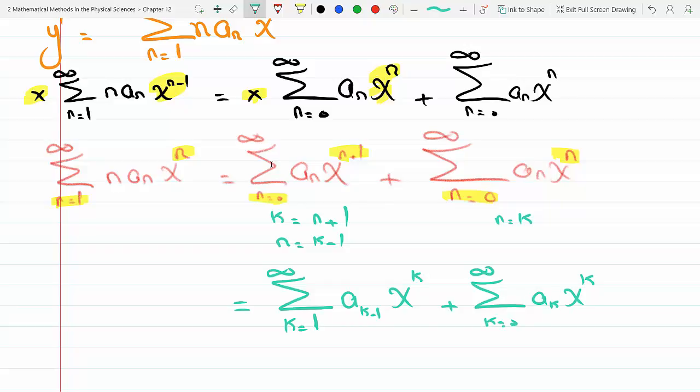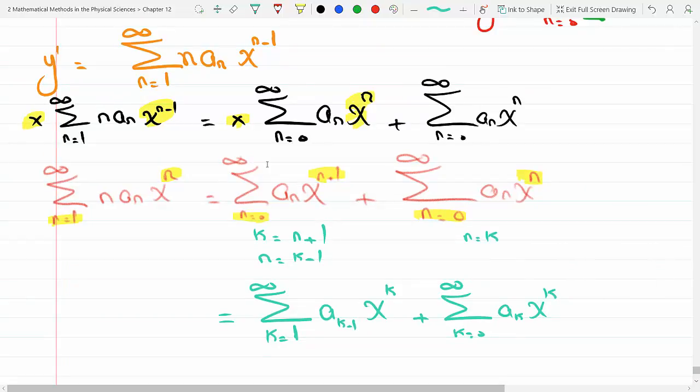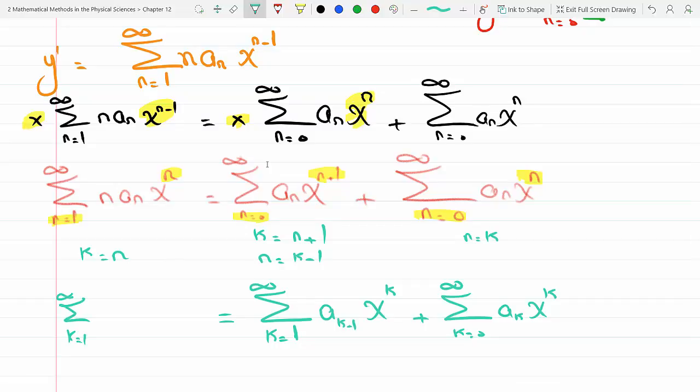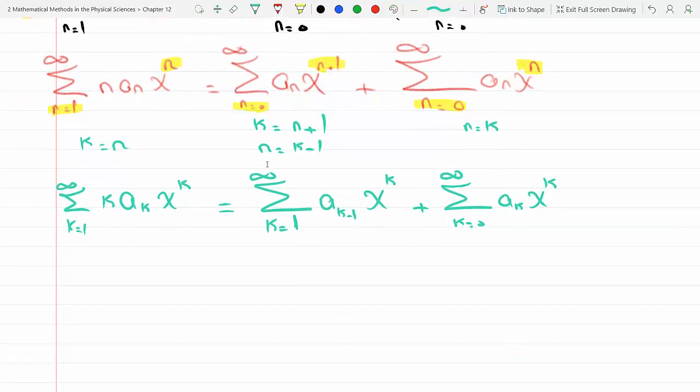k equals 0 to infinity. Okay, same for the one on the left. This is ready, n equals k, so it stays the same. Fair enough. So now all the x's have the same powers, x to the k.